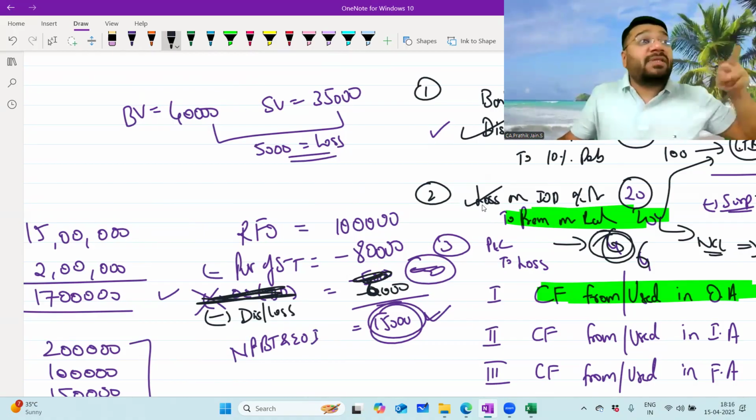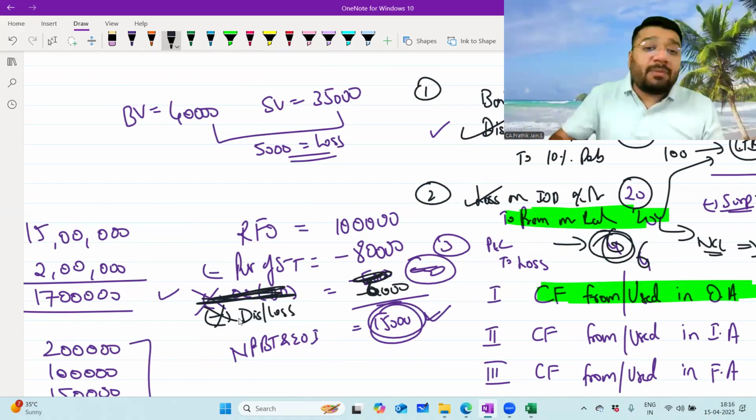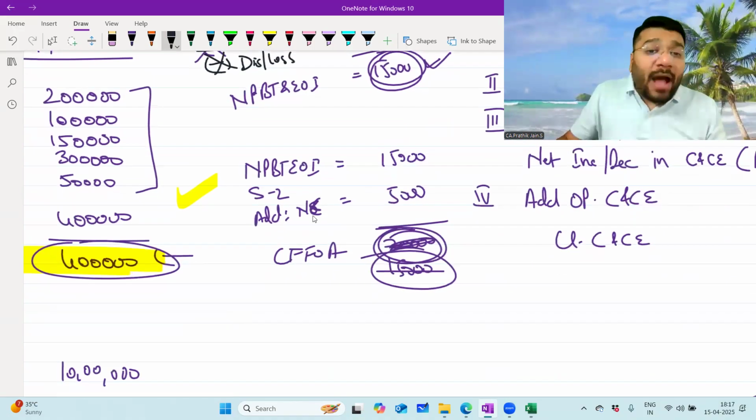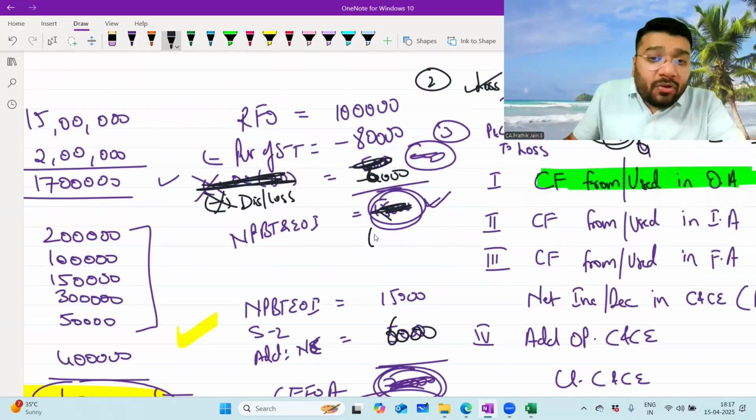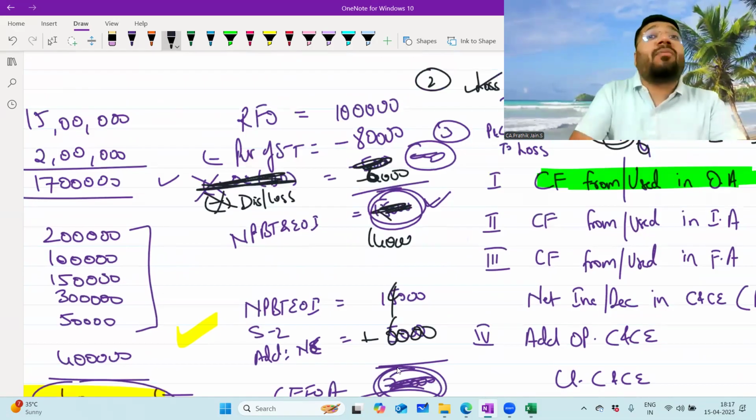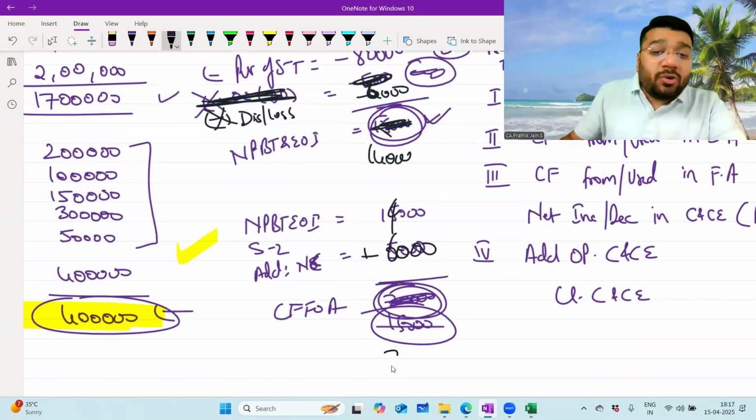Hence, the non-cash item which is subtracted earlier, to cancel, what are we supposed to do? Add back. So in segment 2, add back 6,000 rupees. So how much is net profit before tax and extraordinary item? 14,000. So in this 14,000, I'm adding back 6,000. So what is your cash flow from operating activity? 20,000 rupees. 20,000 rupees. Any problem?